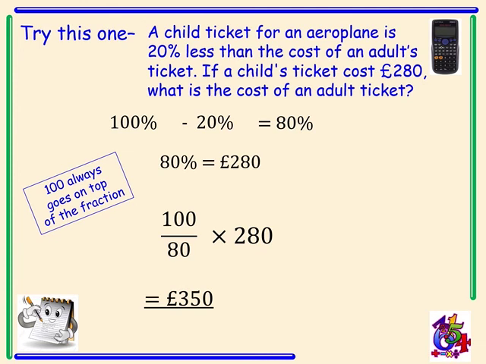This example here could have been done without a calculator because 100 over 80 can cancel down to 5 over 4. And then 280 divided by 4 is 70, times 5 would give me £350.